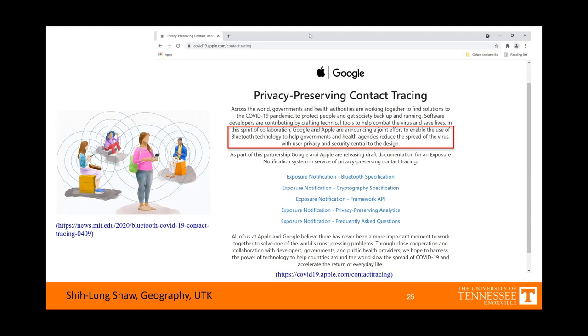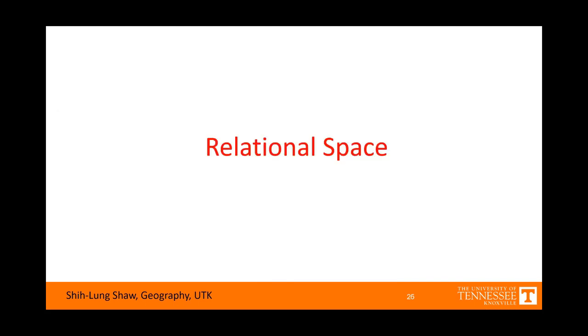Okay, so one key difference between this app and GPS tracking during the pandemic was they used Bluetooth. With Bluetooth, basically, we only need to know whether or not you are within certain proximity of other people. We don't need to know exactly where you are. So that helped address the privacy issue to some degree. But sometimes we don't want people to know I was with this particular person. But that's relative space, and it can be used in relational space.